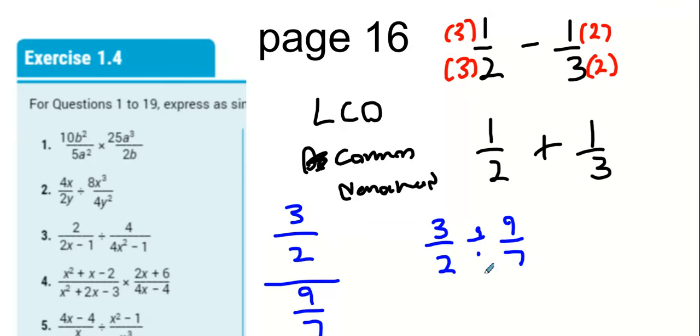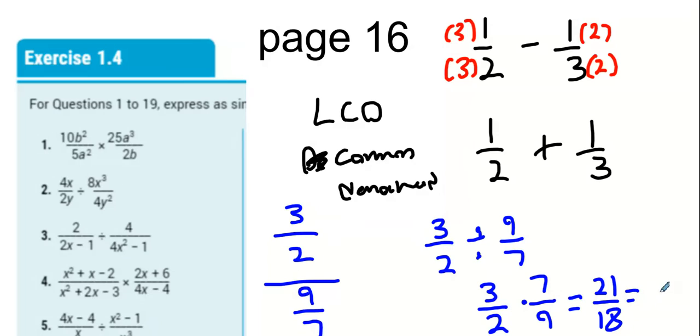Now, does anybody remember what you did at juniors there to make this work? Grab the division sign and turn it upside down. So what do you get? 3 halves multiplied by 7 over 9. And the answer would be simply 21 over 18, which is 7 over 6. Flip what's behind the division sign. Flip the 9 over 7 into 7 over 9 and multiply. Flip the part that's behind the division sign.